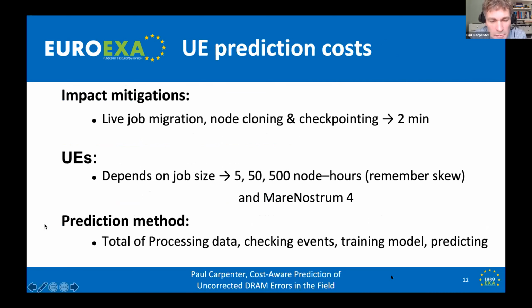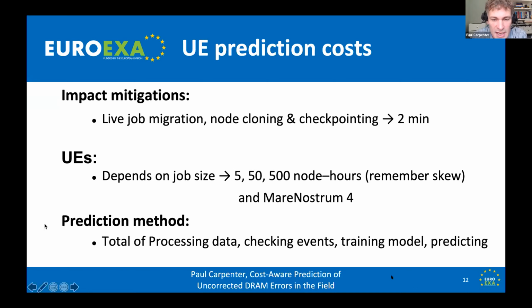And then when we put some numbers into this, looking at the literature, checkpointing is 2 minutes. You could argue with this, and you could try changing it, but this is from the literature.